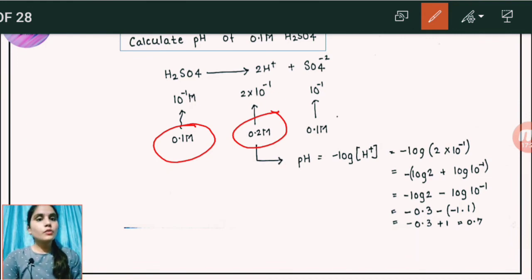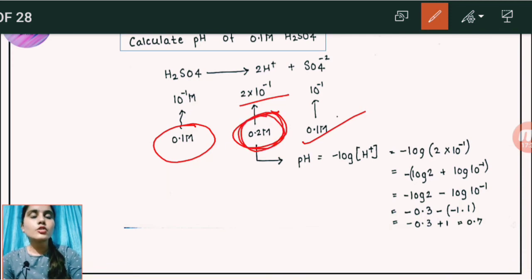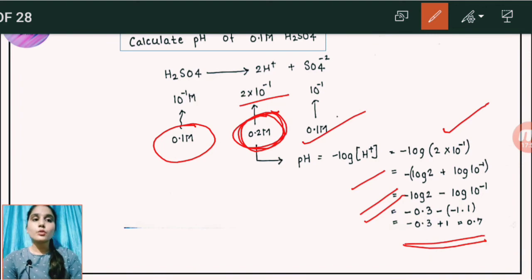Okay, 0.2 we can also write as 2 into 10 raised to minus 1, and the sulfate group will be 0.1 molar, or you can write it as 10 raised to minus 1 molar. Now, you will have to calculate the pH by taking this concentration of hydrogen ion. So simply the pH will be equal to minus log of 2 into 10 raised to minus 1. On calculation, you will find that log of 2 is 0.3 and you will get the final answer of 0.7. The important thing to focus on right here is that you will have to take properly the concentration of hydrogen ion in case of multiprotonic acid.